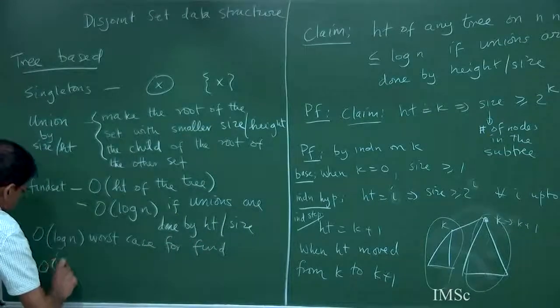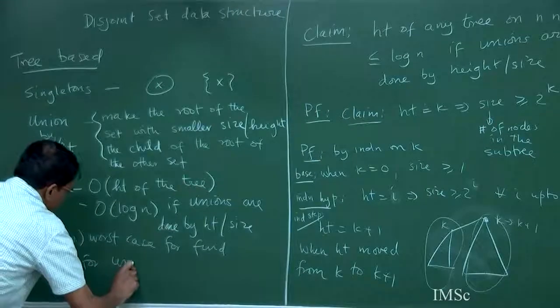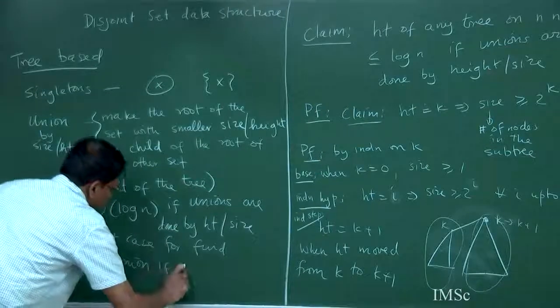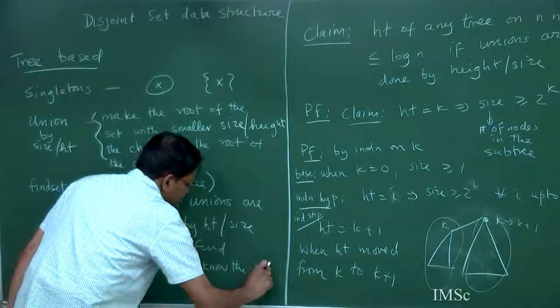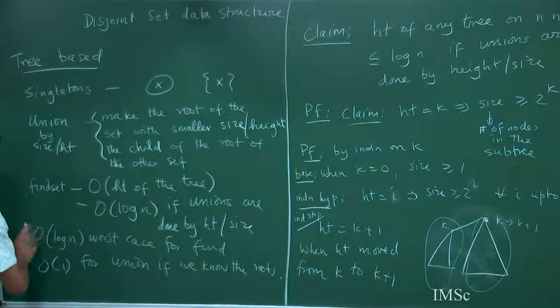And constant for union if you know the roots. Right? And I keep saying if you know the roots, because in a typical implementation like Kruskal's algorithm, you have two nodes u and v, and you want to know whether they are in the same component, and if not, you want to merge them. So there is a step of finding the roots. So if you can absorb it in the find operation, then the merge operation will be constant time after that.